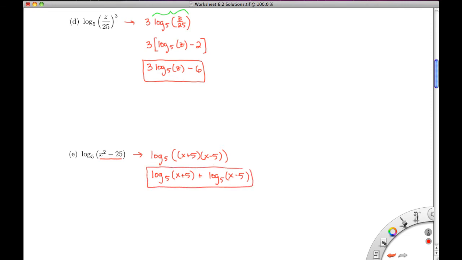So again, there's nothing we can do to break these up individually because they're just sums or differences. It has to be a product, it has to be a quotient, or it has to be an exponent that's applied to the entire argument within the logarithm.